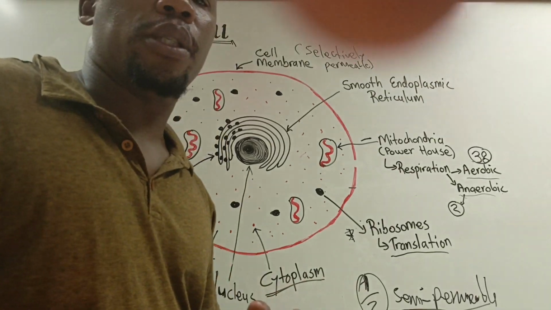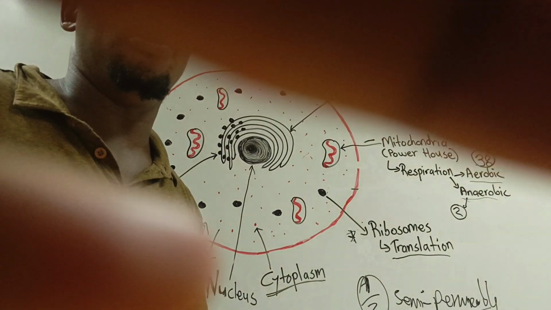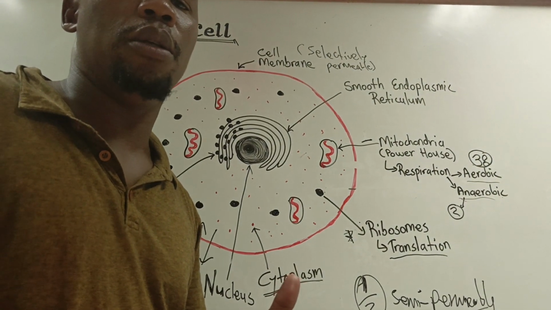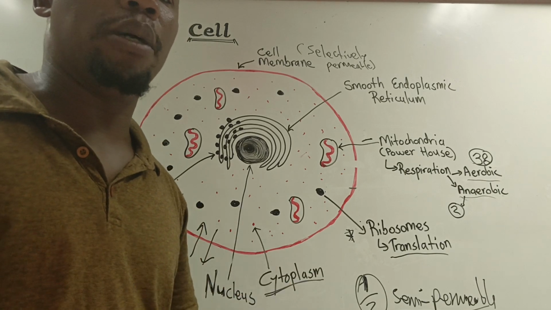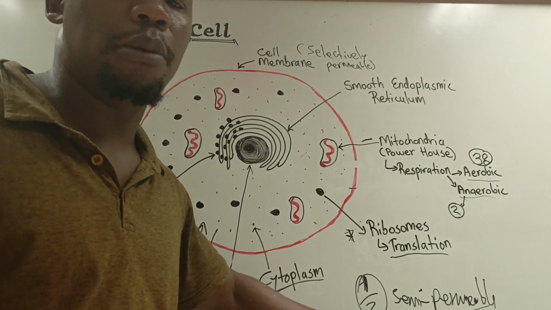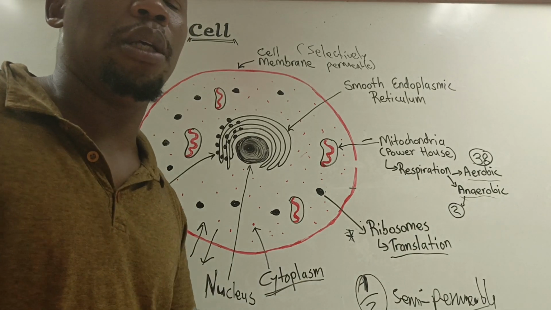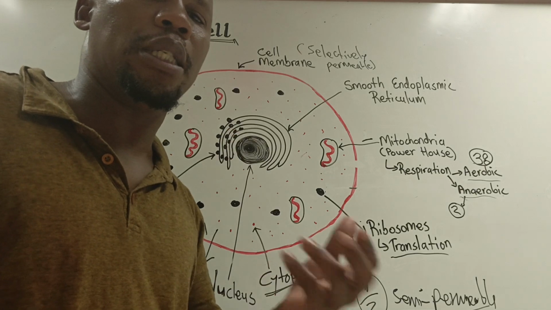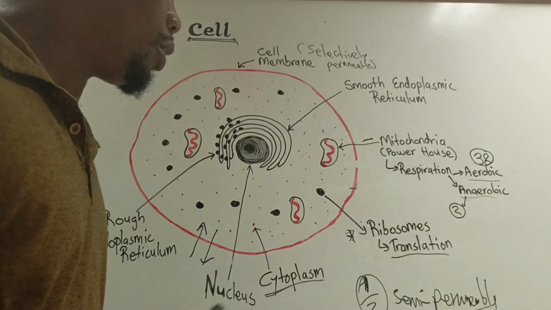I say that because in the exam, they like asking questions such as which of the following is true about the cell membrane. They can confuse you by saying the cell membrane is semi permeable, so watch out for such distractions in the exam. Cell membrane is not semi permeable, it is selectively permeable. I hope you don't forget that.